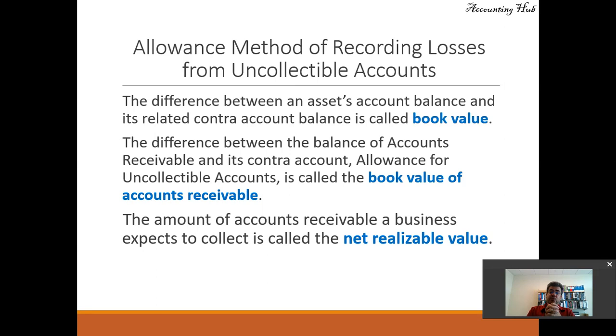And the difference between the balance of accounts receivable and its contra account, allowance for uncollectible accounts, is called the book value of accounts receivable. And the amount of accounts receivable a business expects to collect is called the net realizable value. And we also have the matching principle here. Allowance for uncollectible accounts is related to our net sales or our sales on credit. So it is a matching principle. Okay?